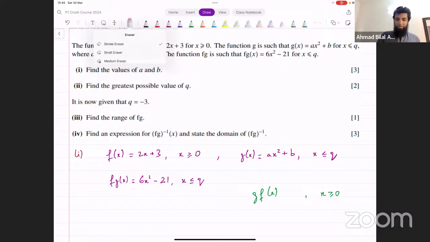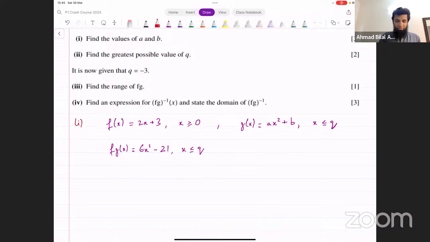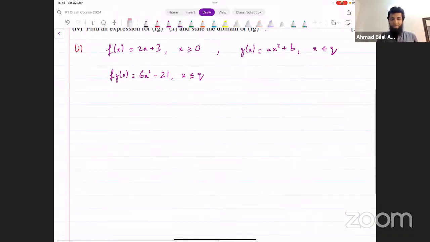Okay. Now, in the first part, it says find the values of a and b. Now, given this information, we need to find what a is and what b is. How can we think about this? We have f of x, we have g of x, we have fg of x given. All right, fg of x is 6x squared minus 21. Now, how do you find g of x? Now, one possibility could be what we just discussed some time ago. You could find g of x. How do you find g of x?